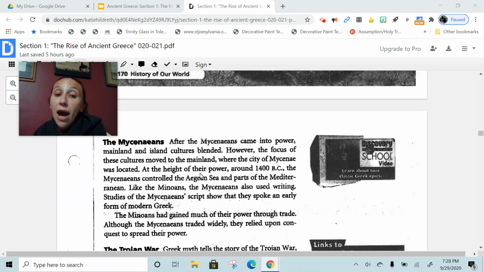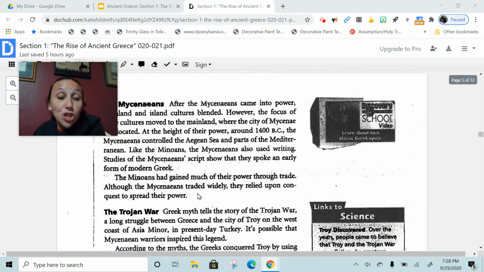At the height of their power, around 1400 BC, the Mycenaeans controlled the Aegean Sea and parts of the Mediterranean. Like the Minoans, the Mycenaeans also used writing. Studies of the Mycenaean script show they spoke an early form of modern Greek. The Minoans had gained much of their power through trade. Although the Mycenaeans traded widely, they relied upon conquest to spread their power.